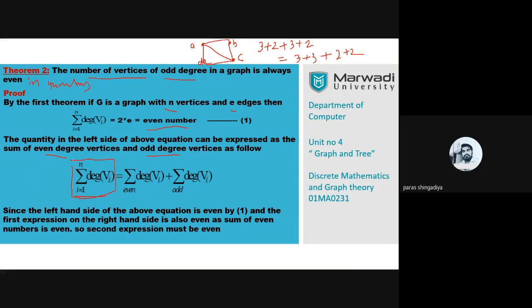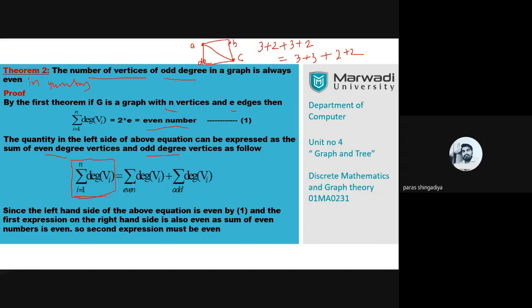Any number which we consider here is an even number. So that is an even number. Now this part, the first expression of the right hand side, is the sum of degree of vi even, which means vertices are involved here whose degree is even. These vertices involved here have degrees that are even numbers.